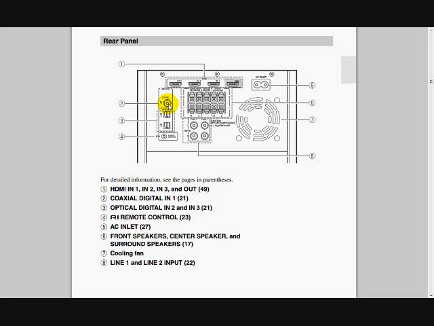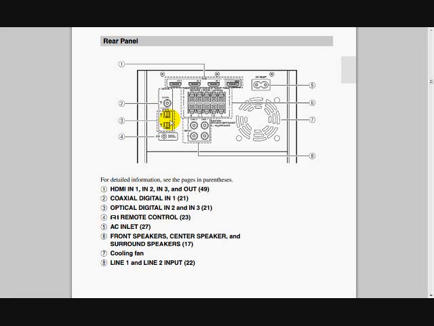If you have a CD player and it has a digital coaxial output, you might want to connect the CD player to this input right here. This is just a coaxial cable, a 75 ohm coaxial cable. You can buy it at a retailer, you can buy it online, and you can use that.